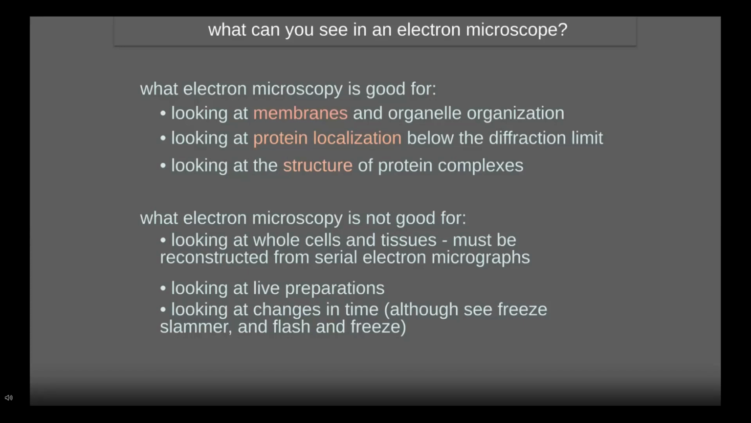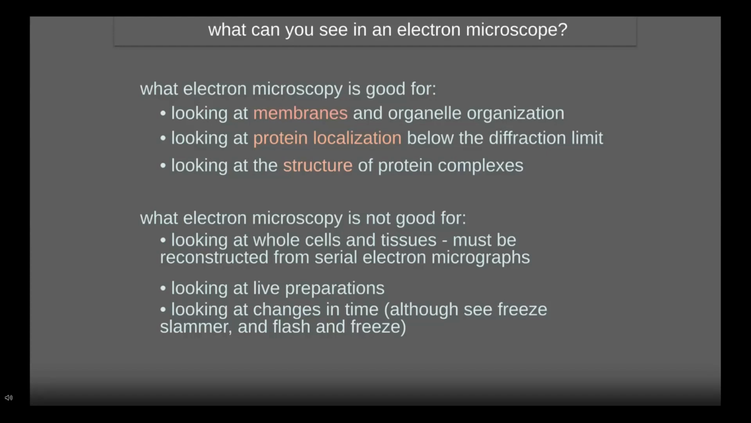I mean, it's possible, but this requires reconstruction, which is time consuming. And this is also not good for looking at live tissues or looking at the change in the membrane morphology over time. And Grant is going to address how we can look at the membrane dynamics on the millisecond time scale by using a technique called flash and freeze, or zap-and-freeze.